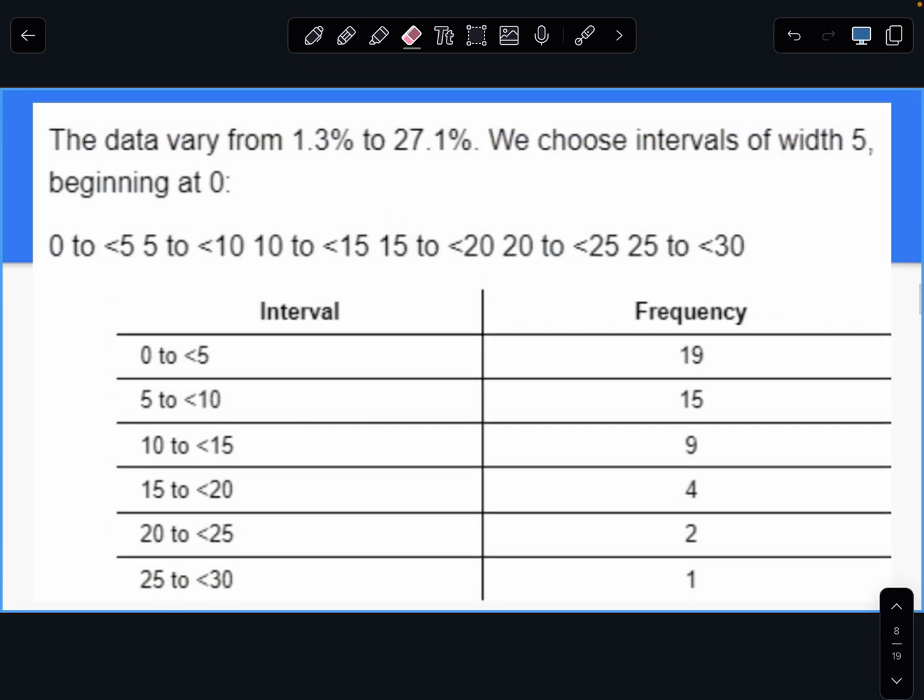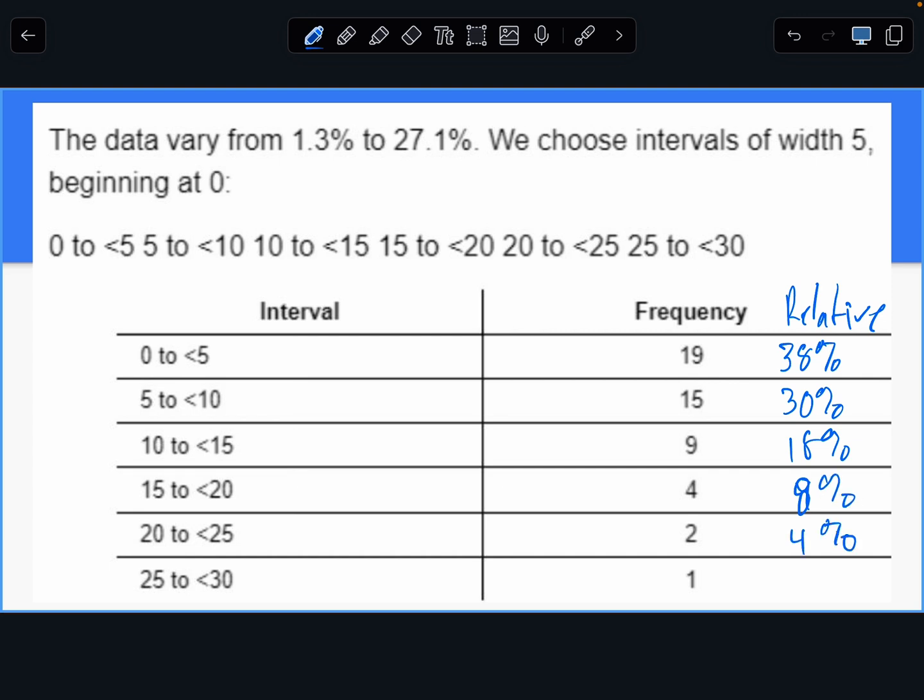And also if you were to calculate this as a relative frequency, we would divide it. 19 divided by 50 gives us 38%. 15 is 30%. This gives us 18%. 4%. Sorry, 8%.